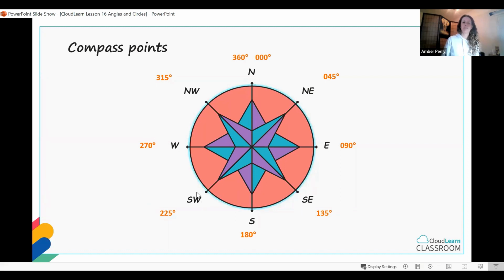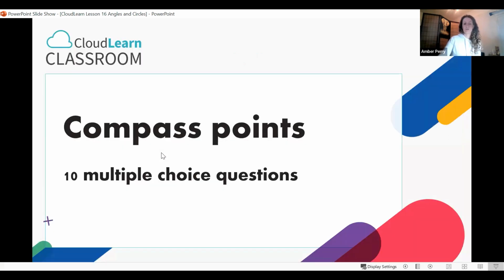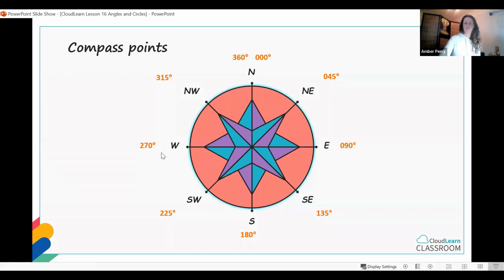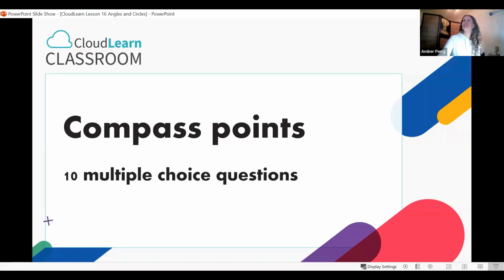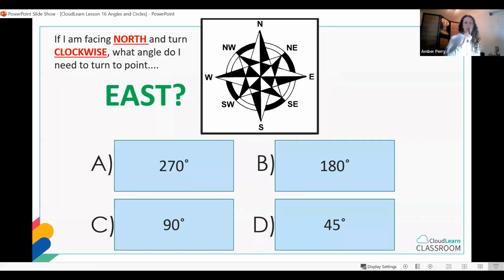Some exam questions will use west, for example, instead of a bearing of 270. So do be aware that if you see an exam question that says a ship travels west for 5 kilometers, then you know that it's going on a bearing of 270. So you do want to know these. And because you want to know these, I thought we could do a quick multiple choice question. We'll do them really quickly.